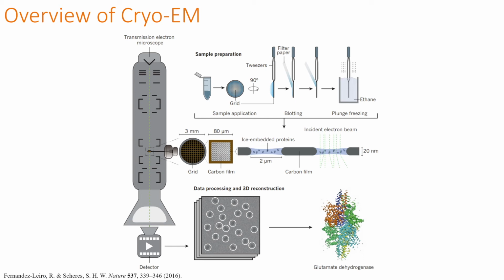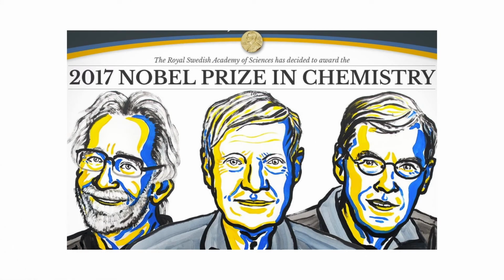In around 2012, with the developments and improvements in our detectors, structures to about 3 to 4 angstroms have become routine. In fact, last year, around the middle of 2020, resolutions to 1.2 angstroms, or atomic resolutions, have been reported. In 2017, the Nobel Prize in Chemistry was awarded to Jacques Dubochet, Joachim Frank, and Richard Henderson for their contribution to the developments in cryo-electron microscopy.